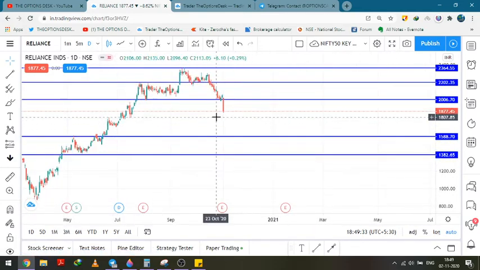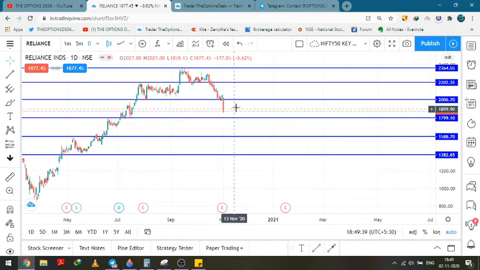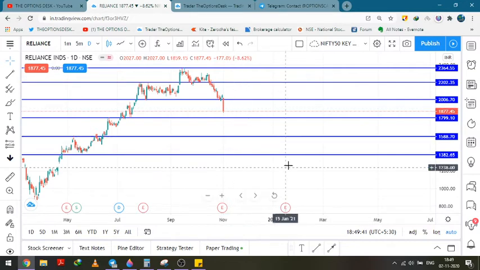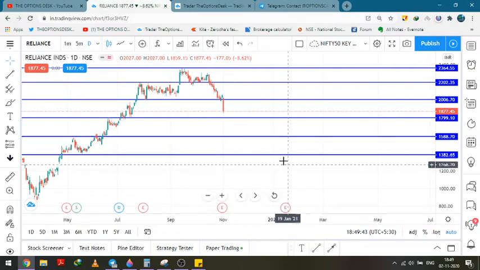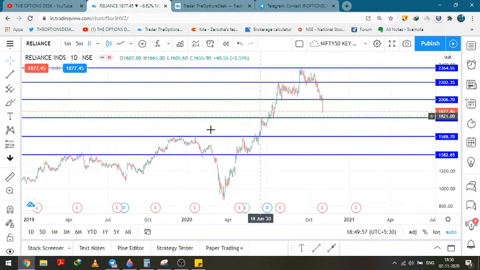What you can expect in Reliance is that it can take support at this particular point, firstly at 1800. It can give some rebound at this point, and then it can again start to fall. If the trend continues, it can fall to the level of 1500 or maybe 1380. So one can start adding Reliance in these three zones, around 1800, around 1600, and around 1400, because these zones have been resistance and support for Reliance in the past.